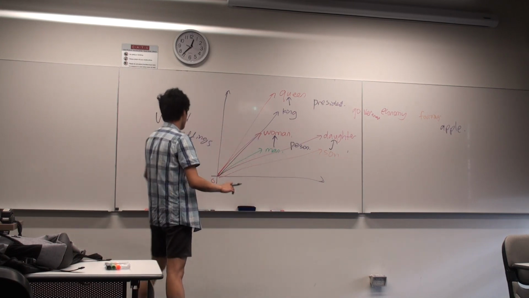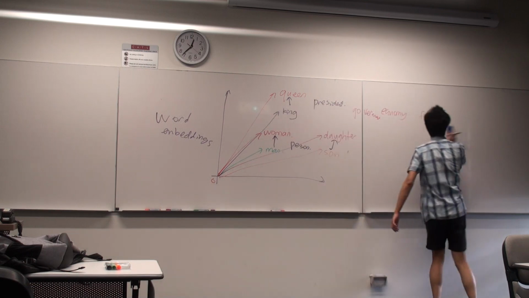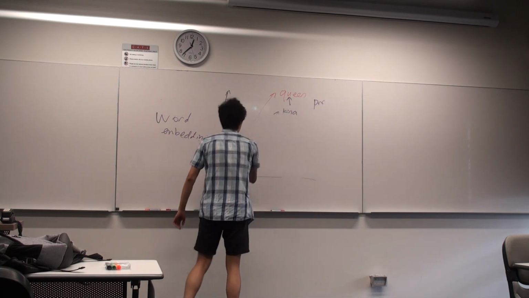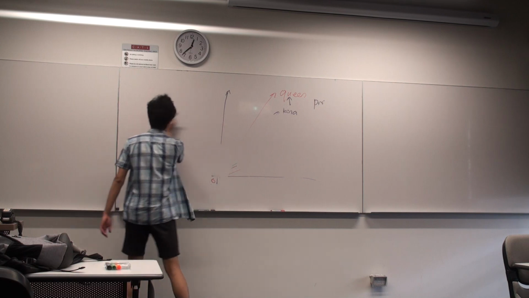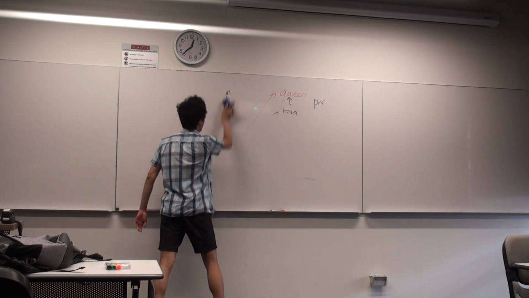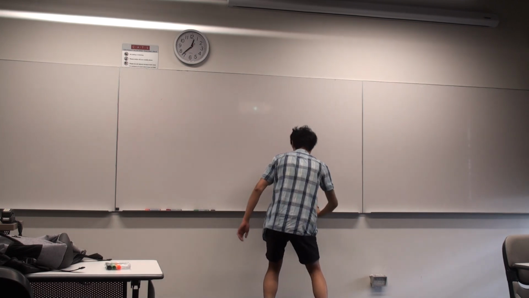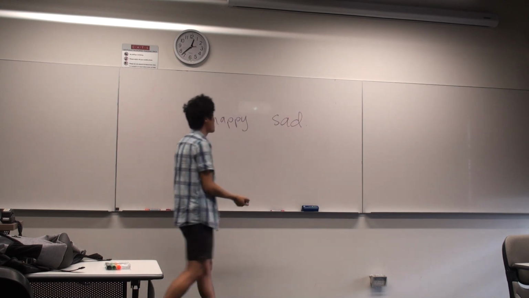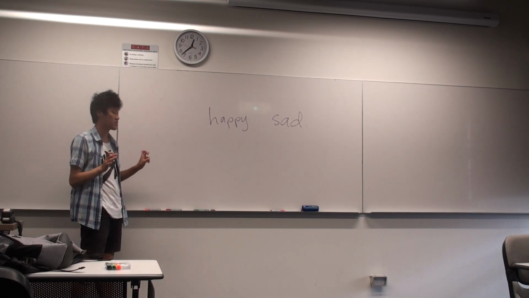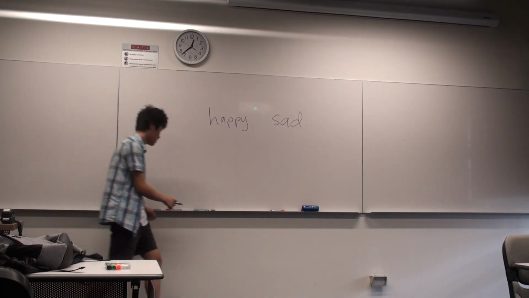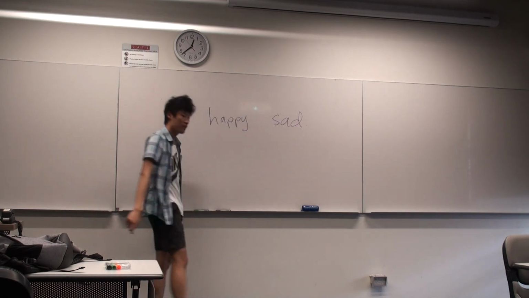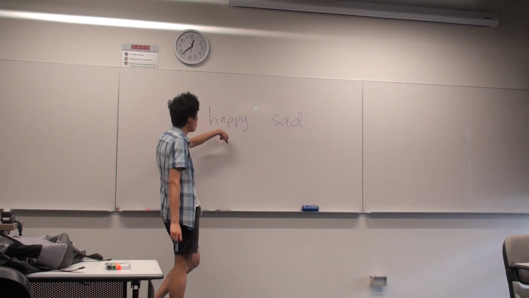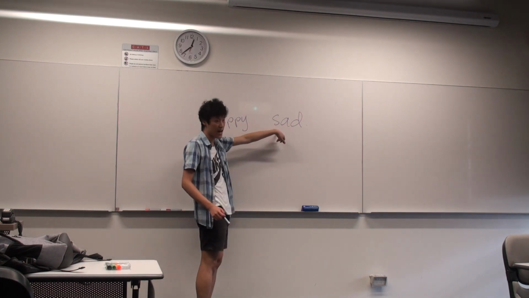So what's the point first? Let's say I have two words, happy and sad. How many numbers do I need to encode the meaning of happy and the meaning of sad? What do you think? Would someone like to have a guess? For example, what number should I assign to happy, and what number should I assign to sad?